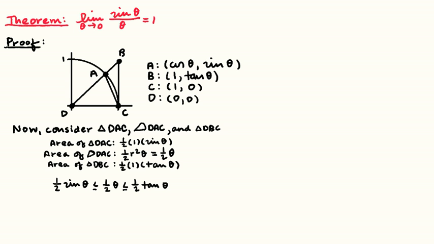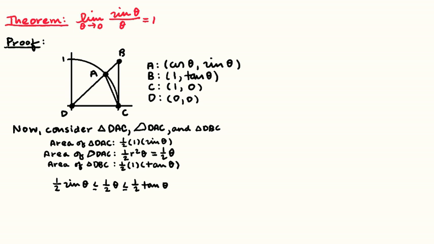All right, so I've got 1/2 sine theta is less than or equal to 1/2 theta is less than or equal to 1/2 tangent theta. And the reason that I said less than or equal to is in the limiting case where point A moves closer and closer to point C. If we put point A on point C, they would all have area 0, but the inequality would still be preserved if we said less than or equal to.